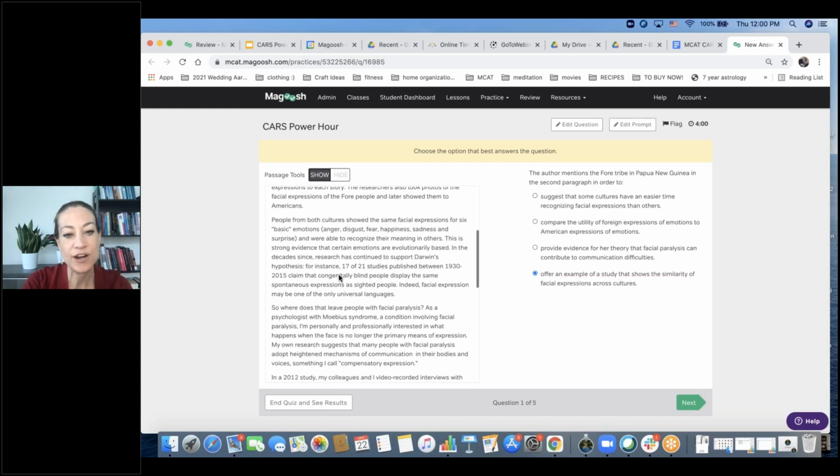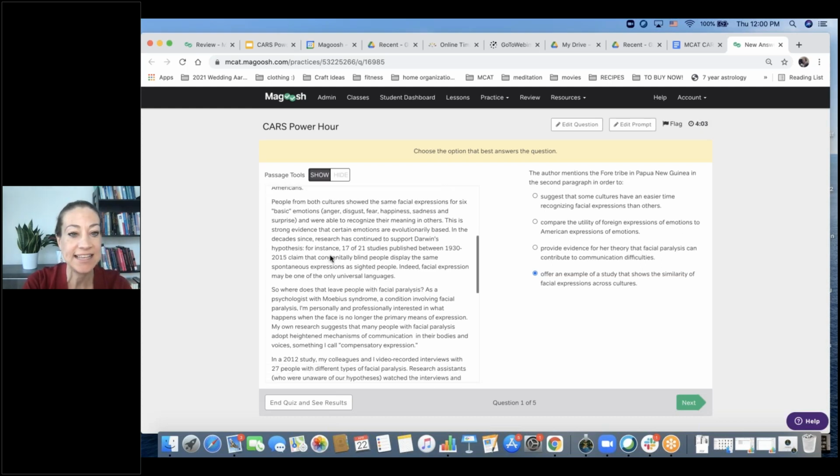One thing I want to point out about the second paragraph here is that there can be extra information, like 17 of 21 studies published between 1930 and 2015. For whatever reason, I've noticed students are really likely to highlight things like that. And with CARS in particular, the dates, the percentages, all of that, those are details that are usually pretty quick to come back to. And you really want to keep your focus on the big picture, because that's what almost all the questions are going to be asking.